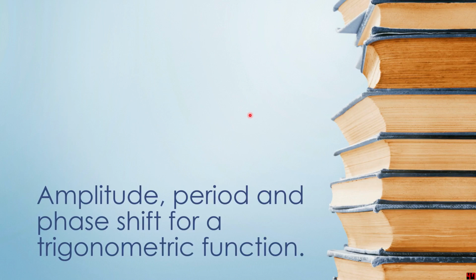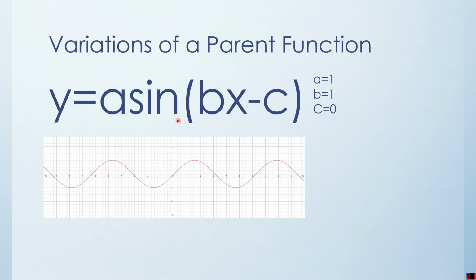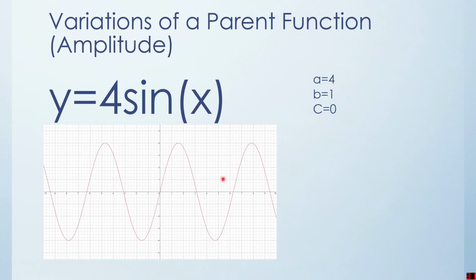And moving on to the next section of amplitude, period, and phase shift for a trigonometric function with examples and pictures. Just to remind you of what a parent function looks like, this is what every other sine graph is derived from, which is a sine times bx minus c, and that a is usually equal to 1, b is equal to 1, and c is equal to 0, and it would produce this graph here.